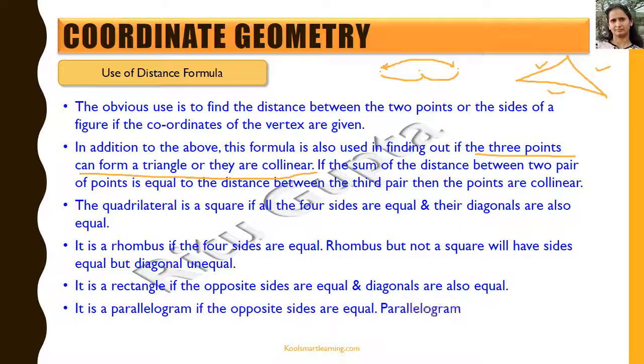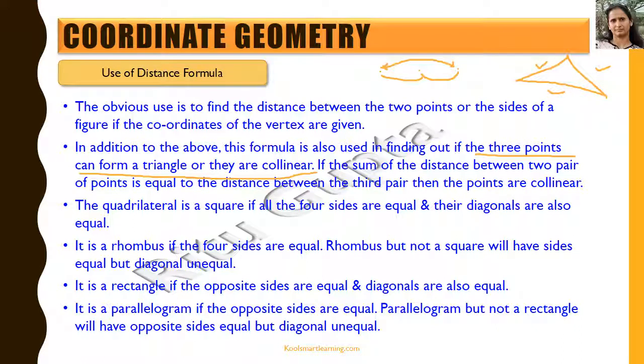It's a parallelogram if the opposite sides are equal. A parallelogram that is not a rectangle will have opposite sides equal but the diagonals will be unequal. So we can find out if a given quadrilateral is a square, rhombus, rectangle, parallelogram, and so on. So these are some of the uses of the distance formula, and they are used in higher order problems to find out these kinds of things and then use them for finding out other things.